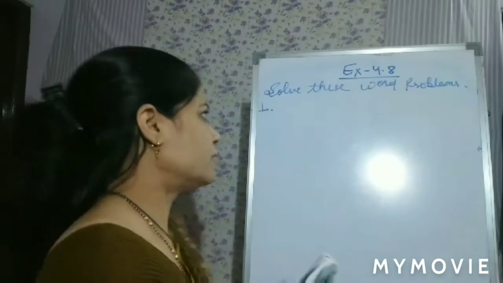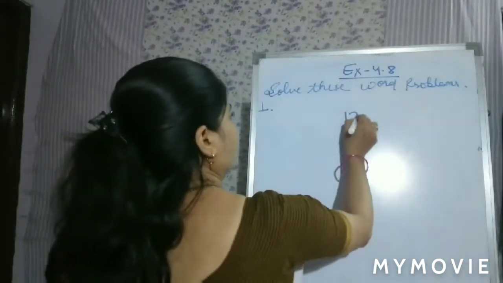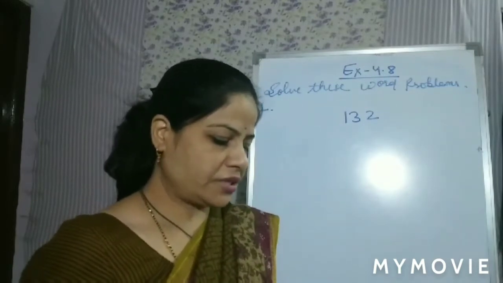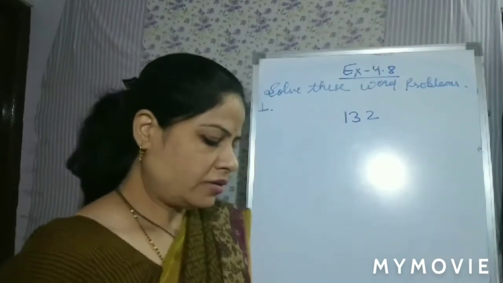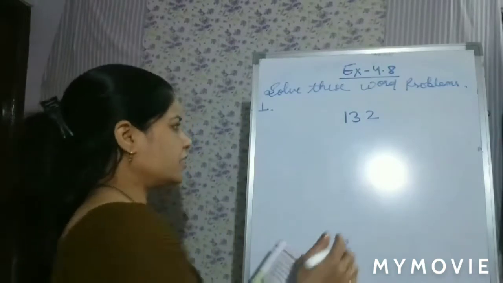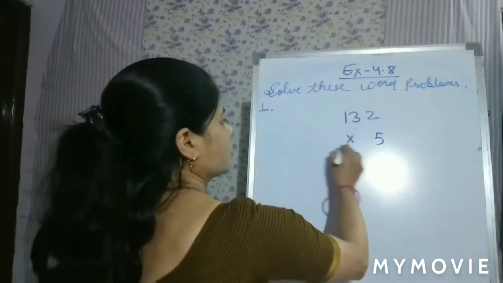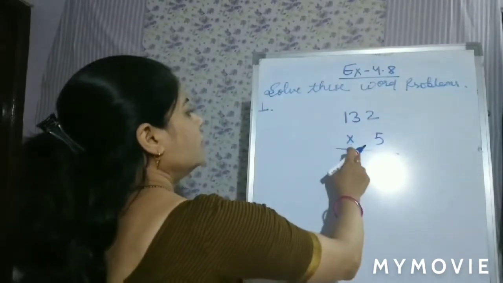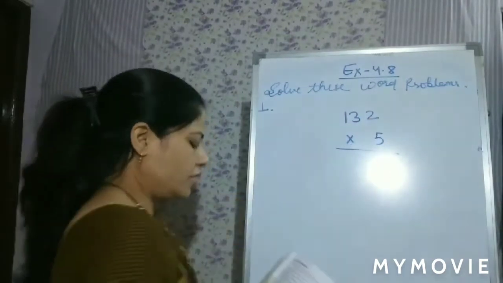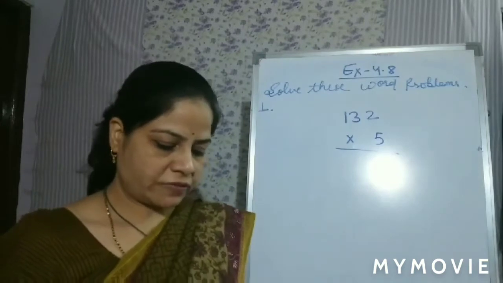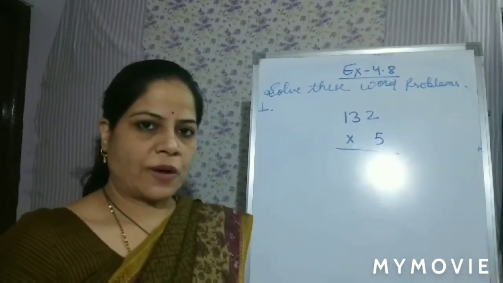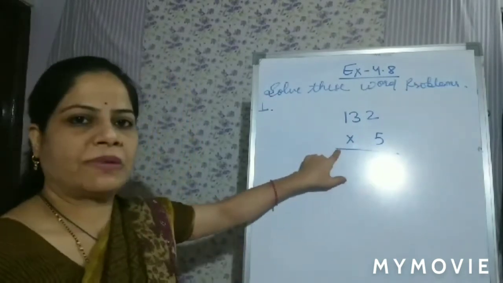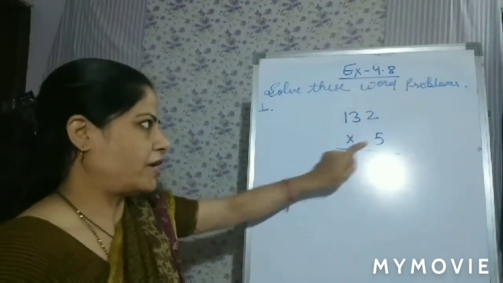In a garden there are 132 rows and Makhan planted 5 trees in each row. How many trees were there in the garden? So you have to find the number of trees in the garden. So you have to multiply 132 by 5.